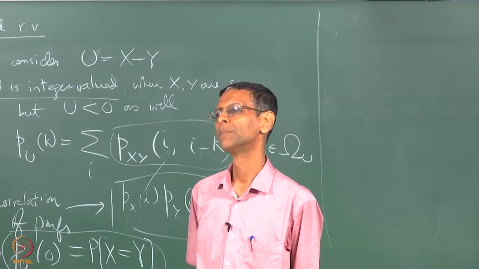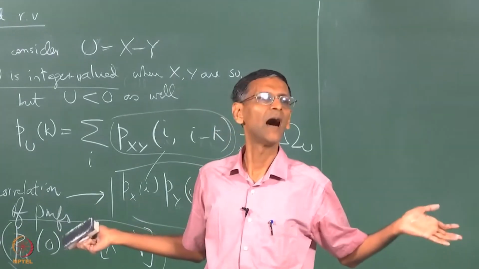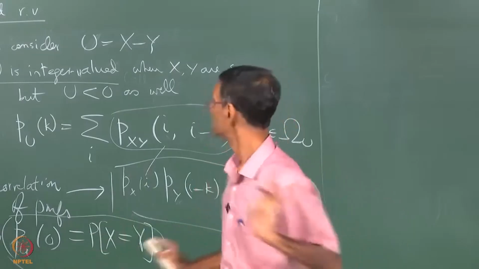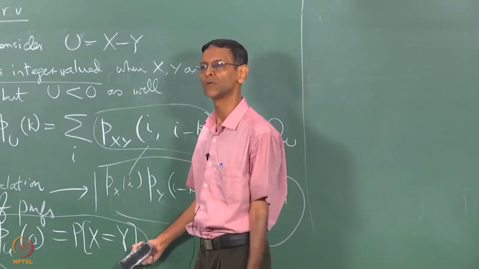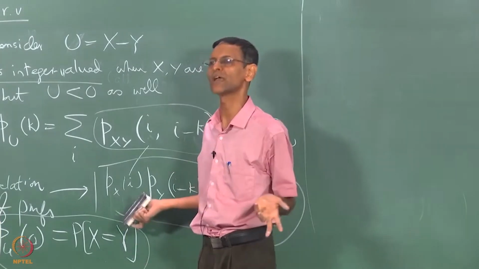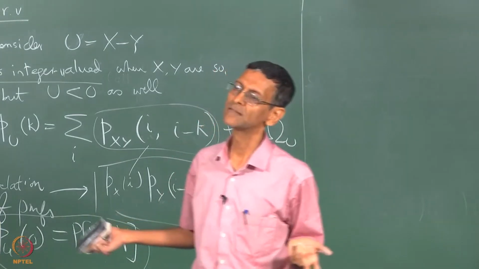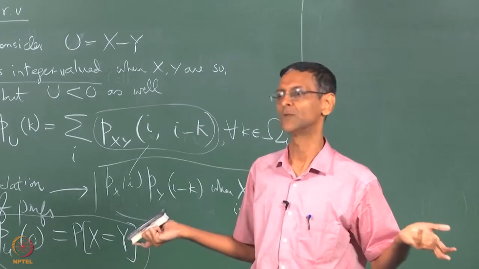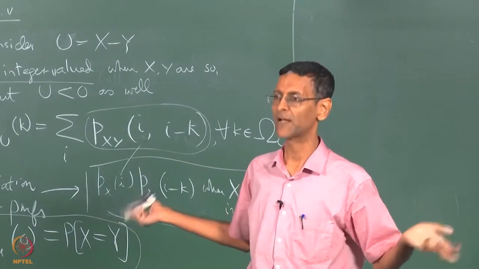This is okay. Please ask, do not hesitate to ask if any question is okay? And this is clear that pU of 0 must be P of X equal to Y. When do you get U equal to 0? Only when X equals Y, if and only if. So whenever X and Y take some two values, U takes a value which is uniquely determined by the values of X and Y.